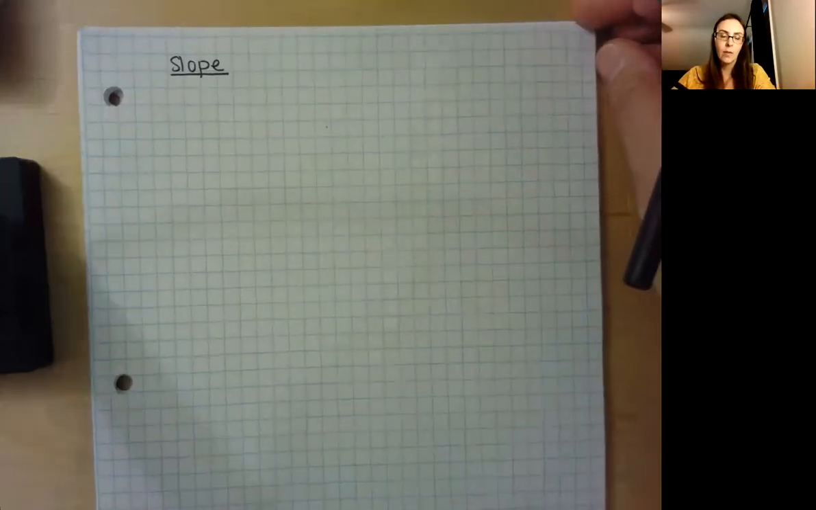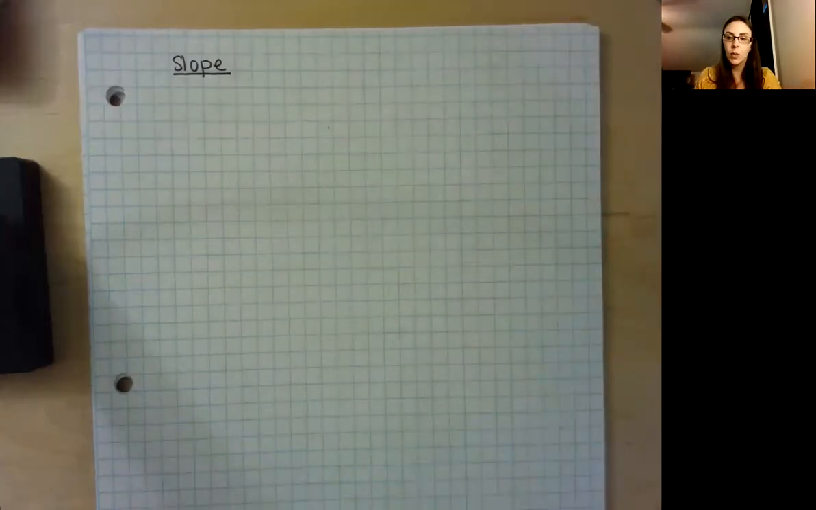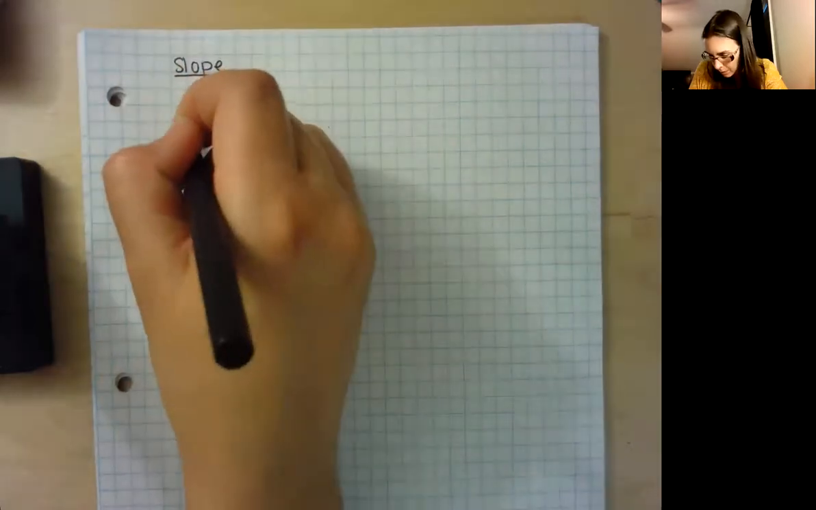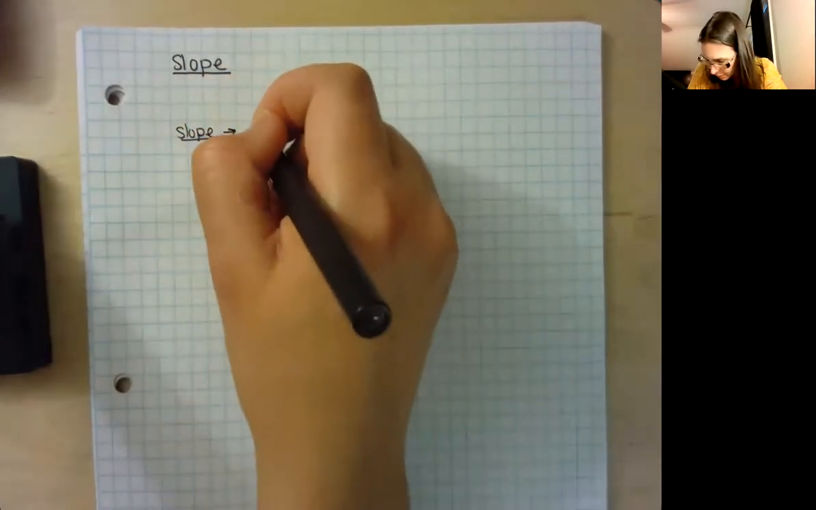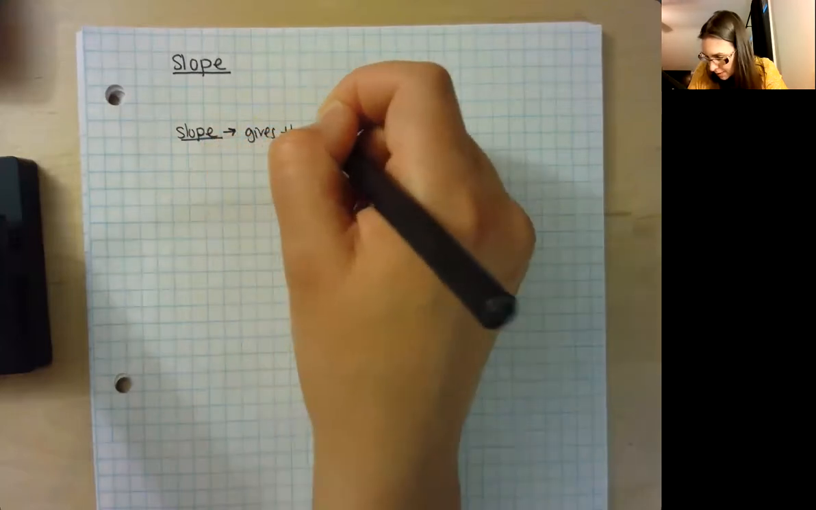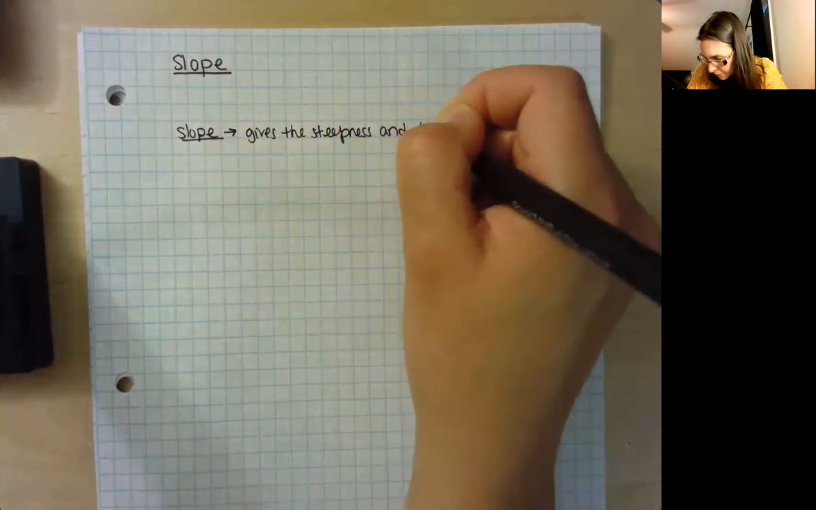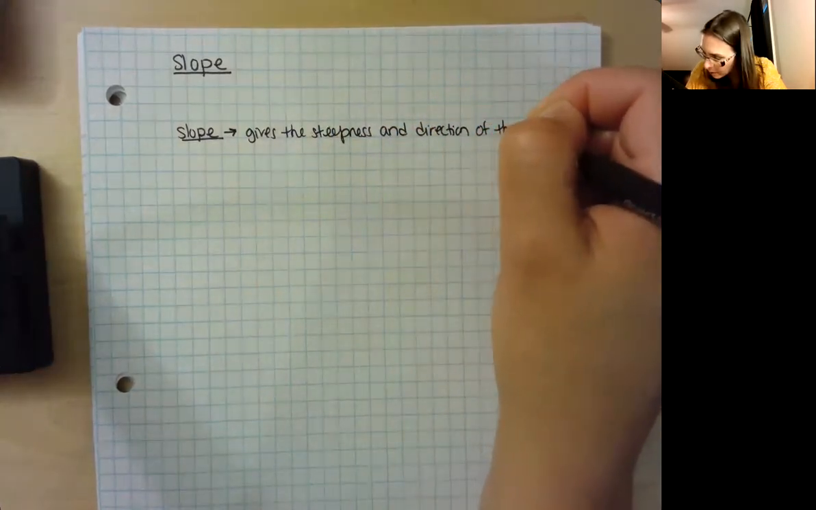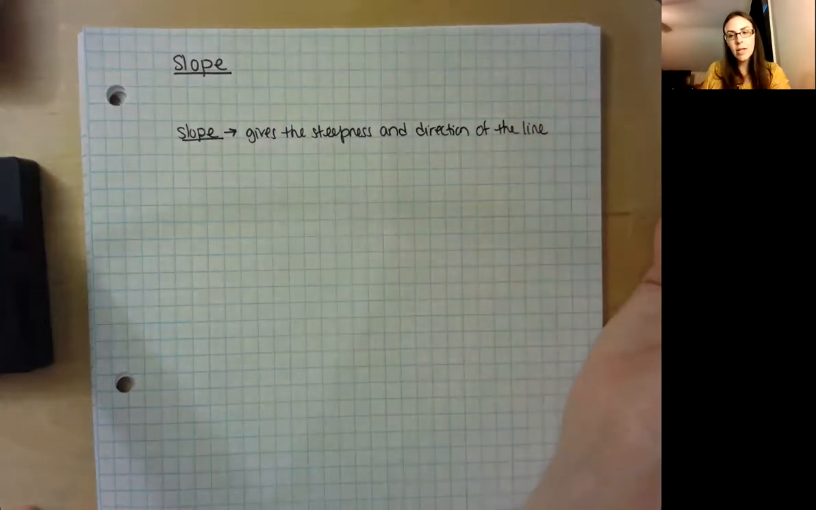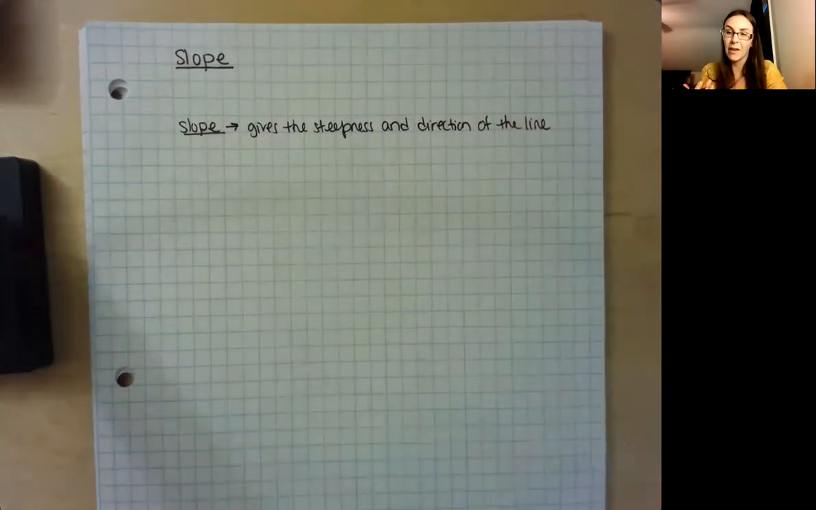In this video, I want to talk about slope, which really talks about how steep a line is and also which direction it falls. So your slope here gives the steepness and direction of the line. So let's look at some examples, and I want to really just show you what slope is, and then I'll show you how to find it.